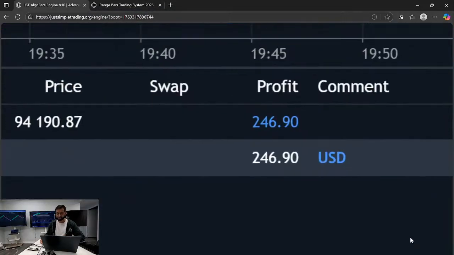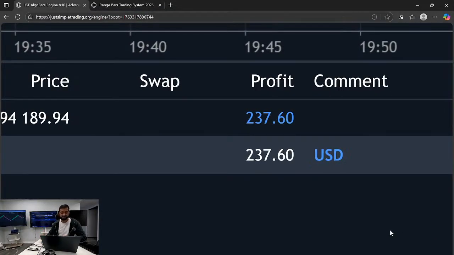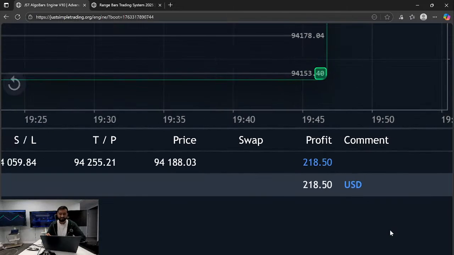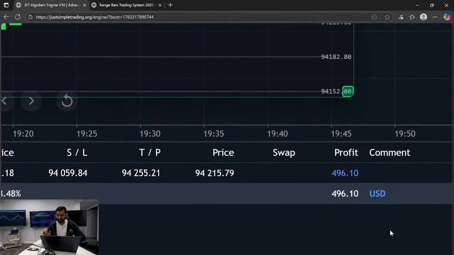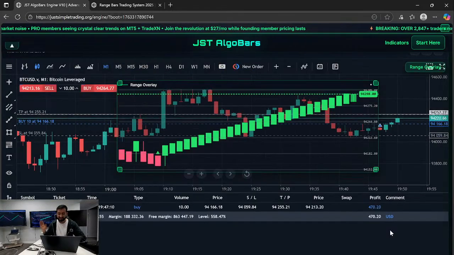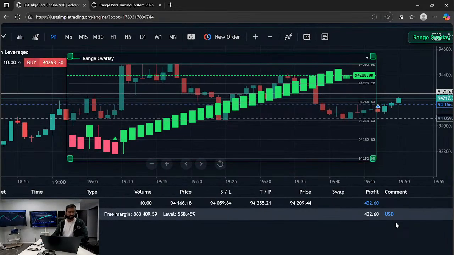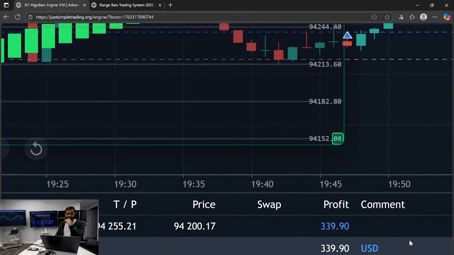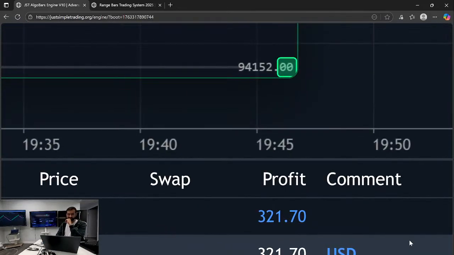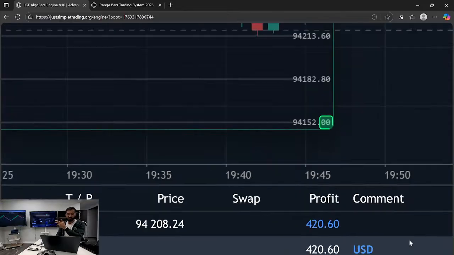There we go. We're at about $190 in profit right now. There you go, we're at $495 in profit. I don't know if you guys can see that. Let me just move out of the way here. We're at about $300, $400 in profit, and I showed you guys exactly how I'm doing this.